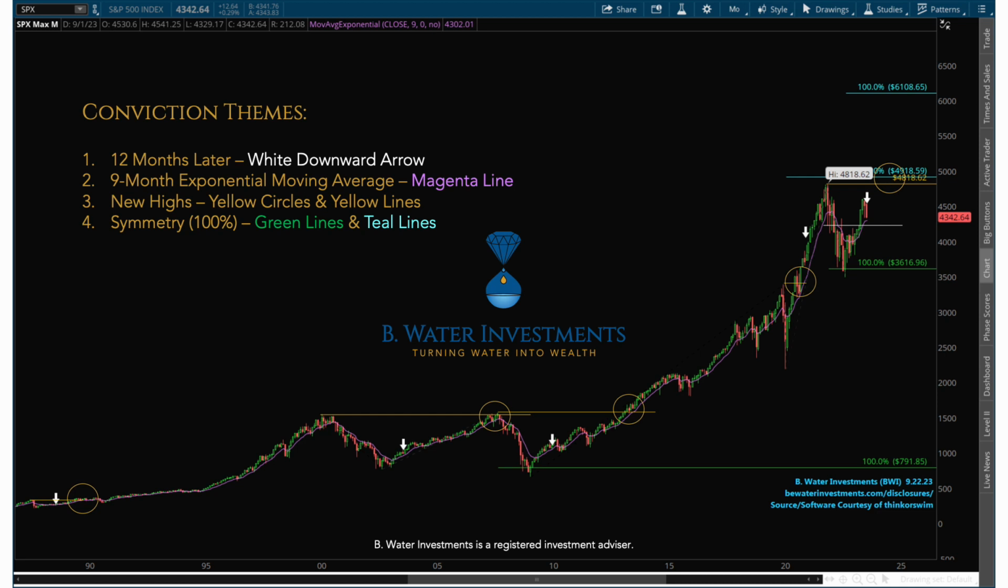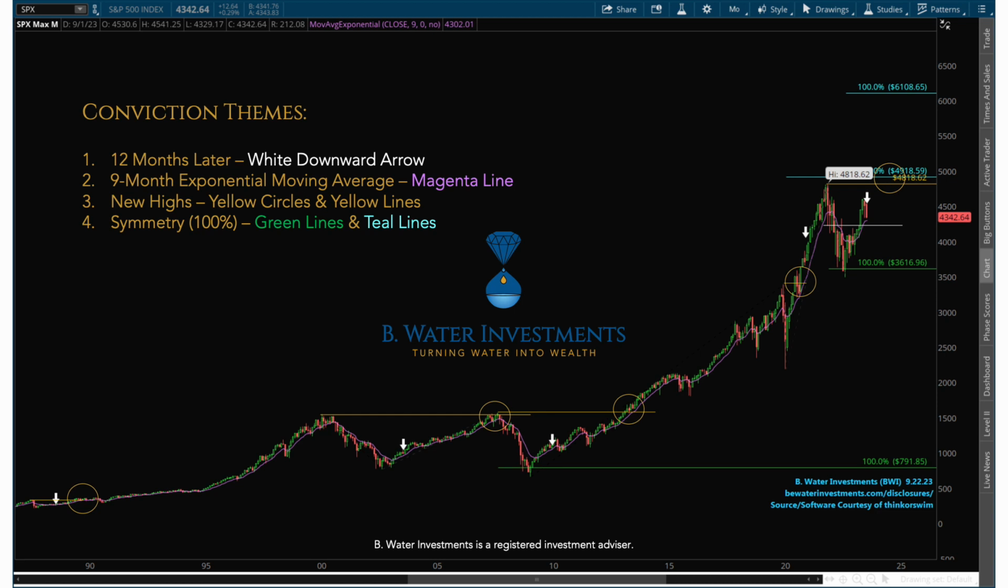So we've seen that when the white downward arrows appear, that's 12 months off the lows. And we've seen when the 9-month exponential moving average is below price and price is back testing it, or checking back to the magenta line but staying above it, we're in a more trend-friendly market that we want to be a part of, and that the risk to get out to be cute for a couple months is not the main mission here.